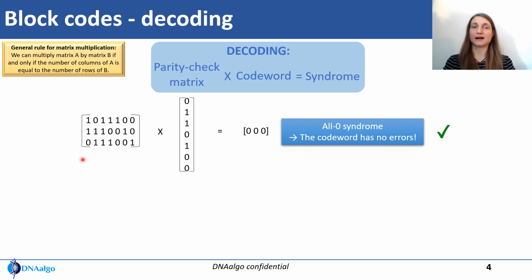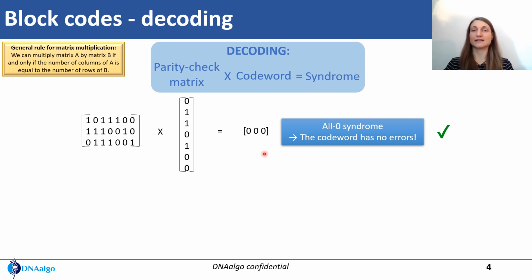We have to multiply this matrix by the code word received from the channel. You can see that the code word is written as a column vector because in this way the dimensions of these two matrices match and the rule that we have just seen is respected, so we can perform this multiplication. The result of such multiplication is called syndrome.